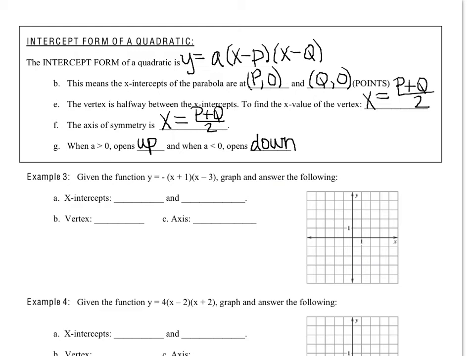So to find our intercepts, we have to figure out what we can put in for x. Well, it's actually just going to be the opposite sign. See how this is minus p? Opposite sign. Minus q, opposite sign. So here we have plus 1, so one of our intercepts is going to be (negative 1, 0). And here we have minus 3, so the other one is going to be (positive 3, 0). So we've got (negative 1, 0) and (positive 3, 0).